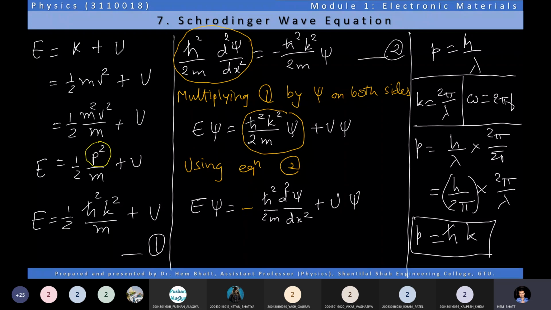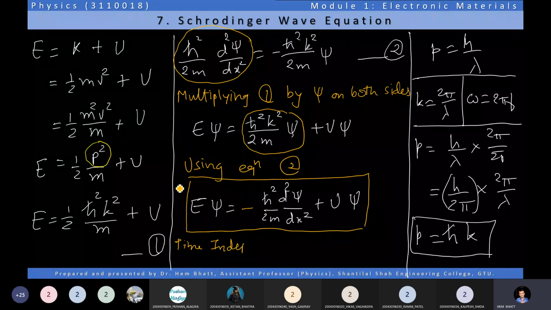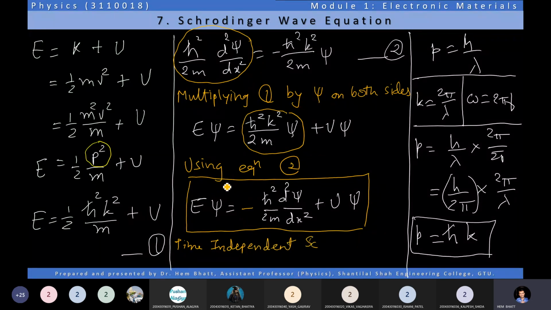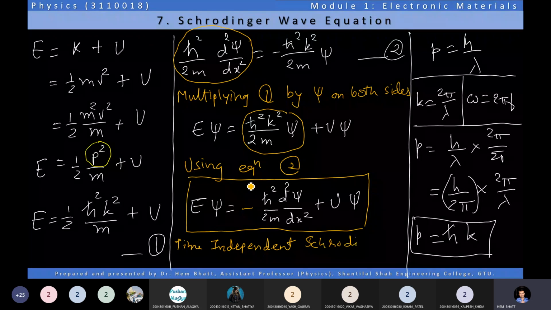This is the equation we get, and this equation is known as the Schrodinger equation of the particle. This is the time independent Schrodinger equation.